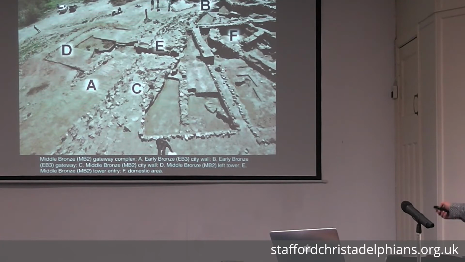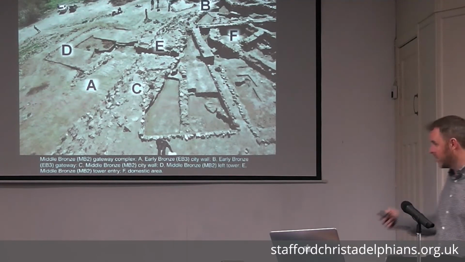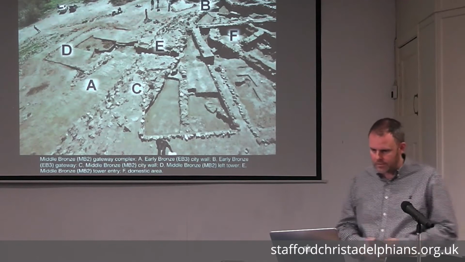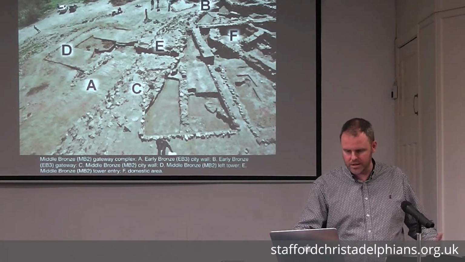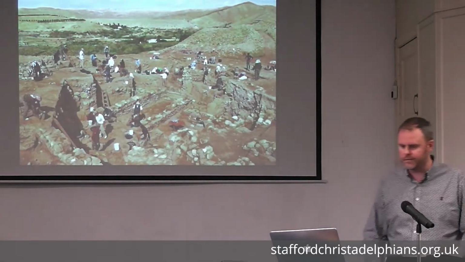A is the Early Bronze City Wall, B is the Early Bronze Gateway, C is the Middle Bronze City Wall, D is the Middle Bronze Left Tower, E is the tower entry. So you're able to enter the tower from inside the city there. And then domestic areas, houses and things like that on this side of the wall. You can see the scale of this. This is Bronze Age stuff.